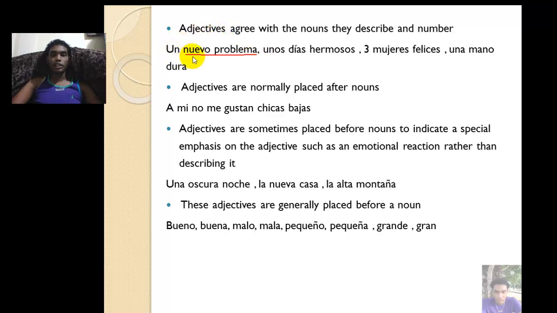Okay? Adjectives are normally placed after nouns. A mí no me gustan chicas bajas. I don't like short girls. Okay? So the adjective is placed after the noun, and it agrees in number also.